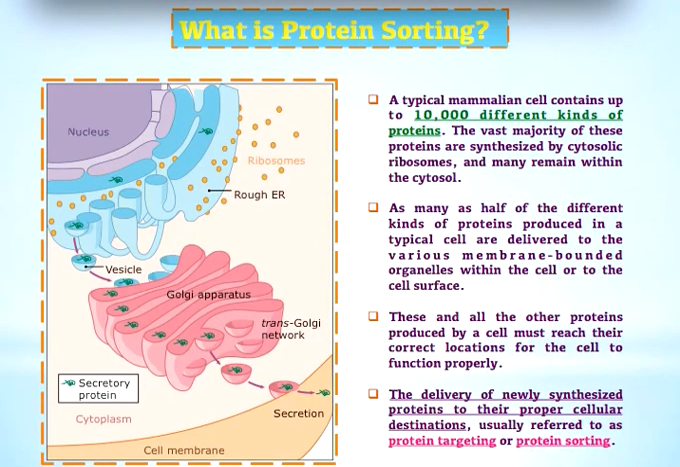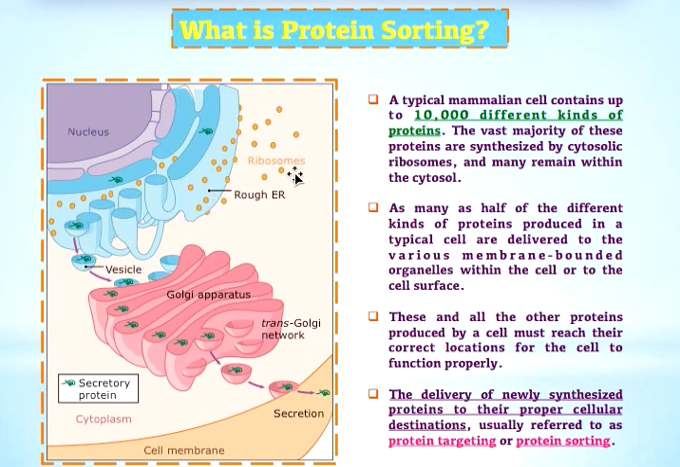Now there are thousands of different kinds of proteins synthesized inside the cell, and they have different functions based on their location. The function of a protein is location dependent. For example, a protein which is supposed to be in the nucleus must be in the nucleus in order to function properly. There are proteins which reside in the Golgi apparatus, and proteins which reside in the rough endoplasmic reticulum. So the proteins need to reach their proper destination.